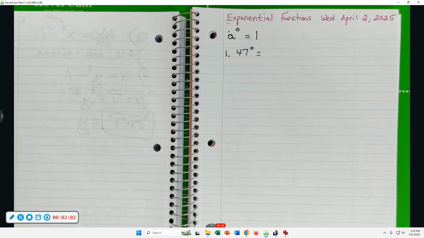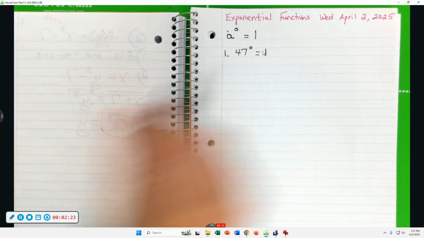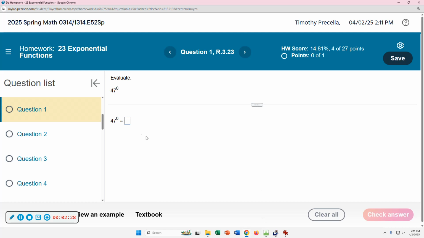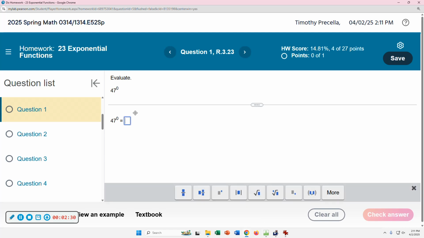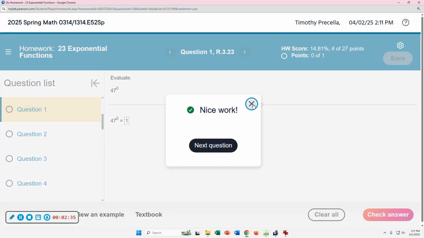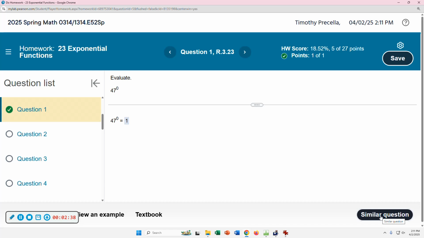The rule is that anything to the 0 power is 1. There's one exception. 0 to the 0 power is not 0, it's just undefined. 47 to the 0 power, what do y'all think I'm going to write as the answer for that? 1. Anything to the 0 power is 1. I think everyone's number 1. The answer is going to be 1. 47 to the 0 is 1. I'll check it. And instead of moving on, let me do a similar question.